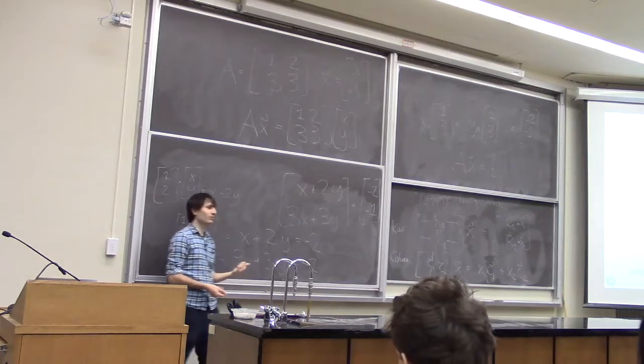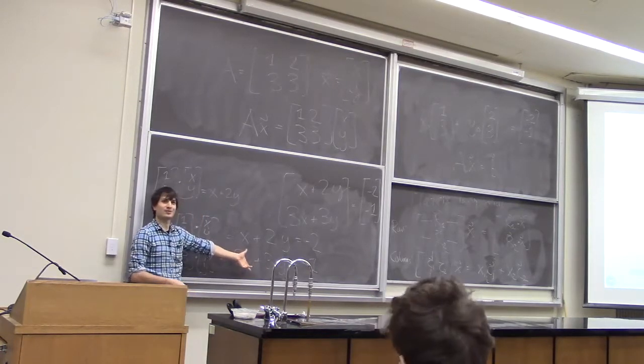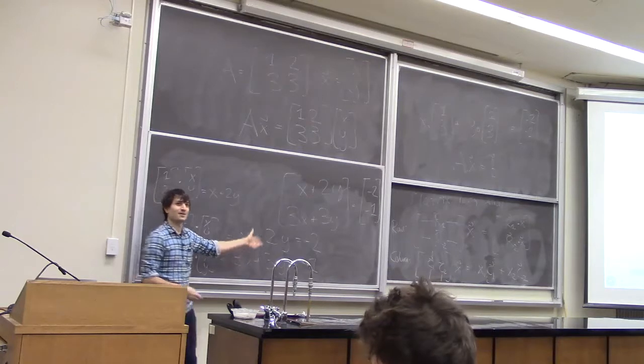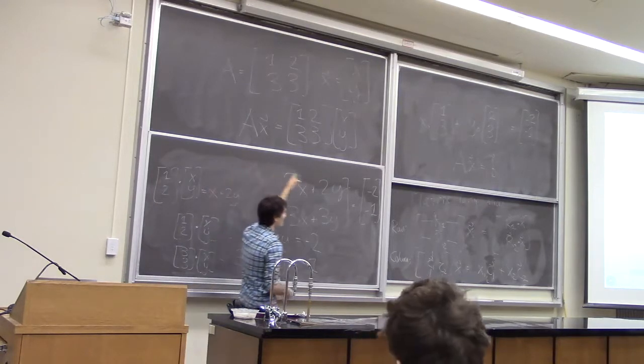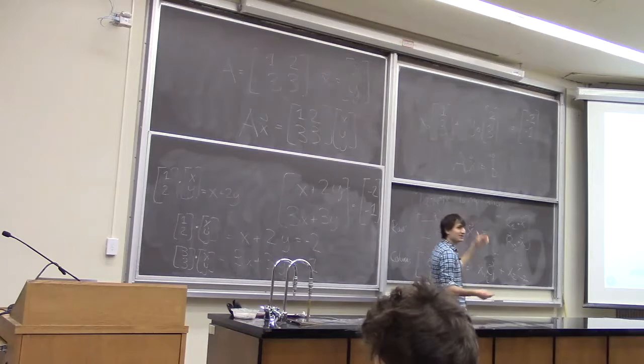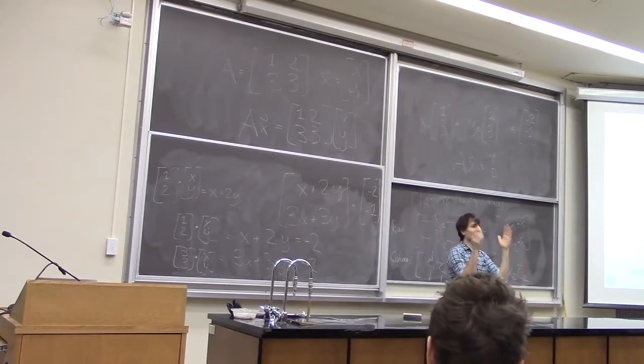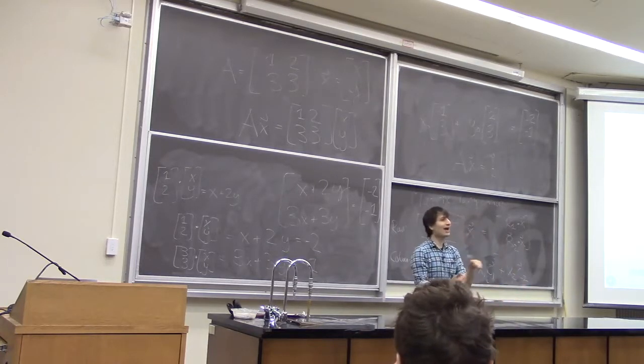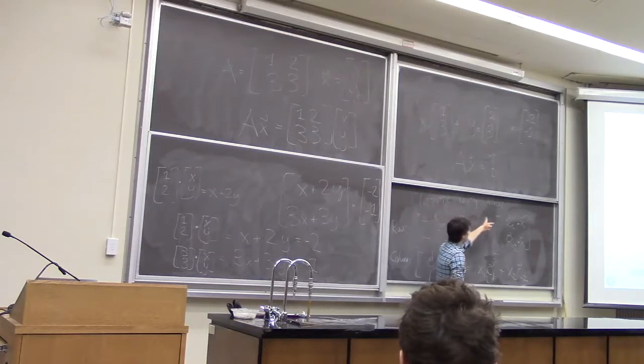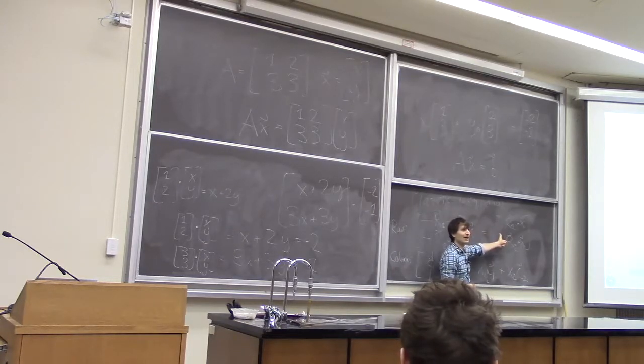Where can you find 1, 2 and 3, 3 on the board other than this little spot? From the rows of A. If you think about it in terms of linear combinations, in the last problem we were using the columns of A. If you think about it as lines, these dot products, row 1 dot x, row 2 dot x, you can think of as the normal forms of lines.